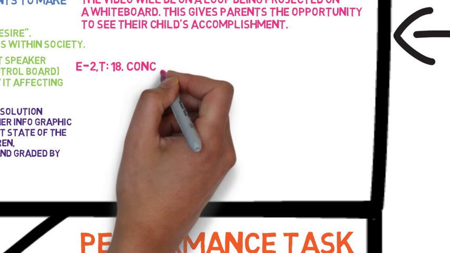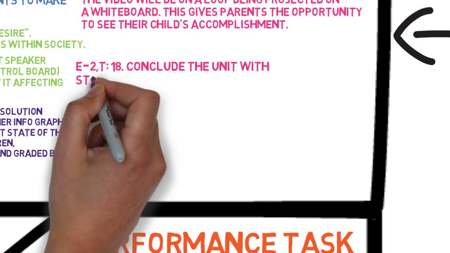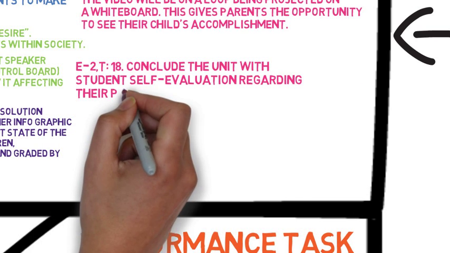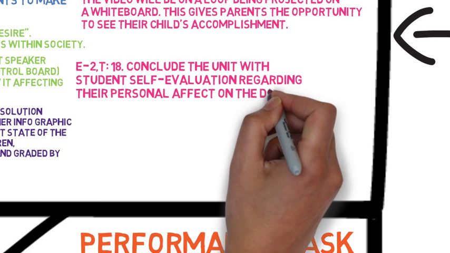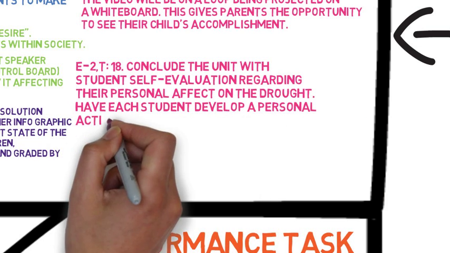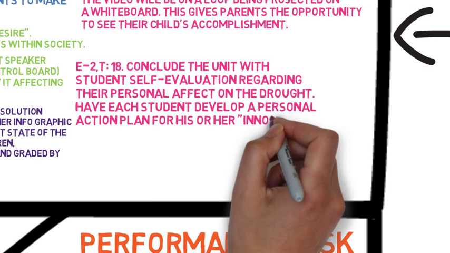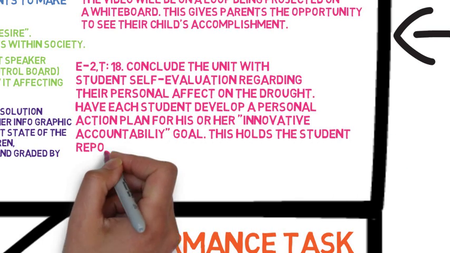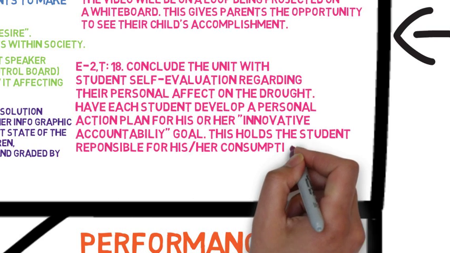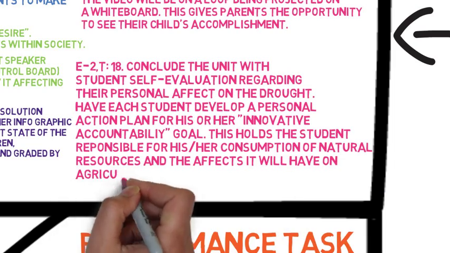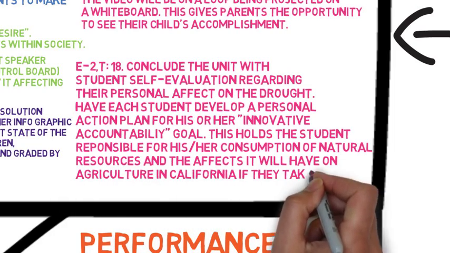And 18. Conclude the unit with student self-evaluation regarding their personal effect on the drought. Have each student develop a personal action plan for his or her innovative accountability goal. This holds the student responsible for his or her consumption of natural resources and the effects it will have on agriculture in California if they take those measures.